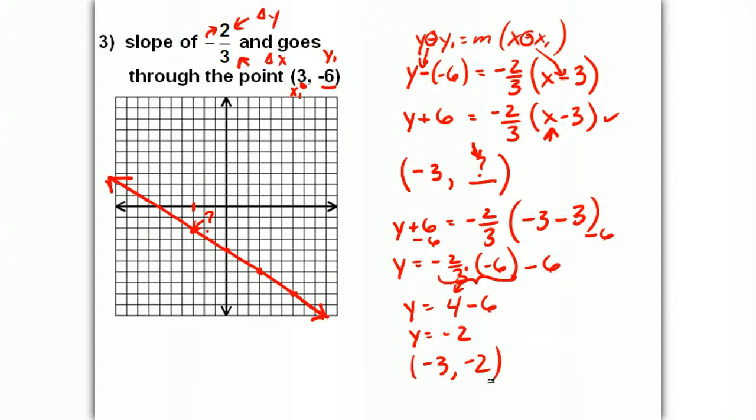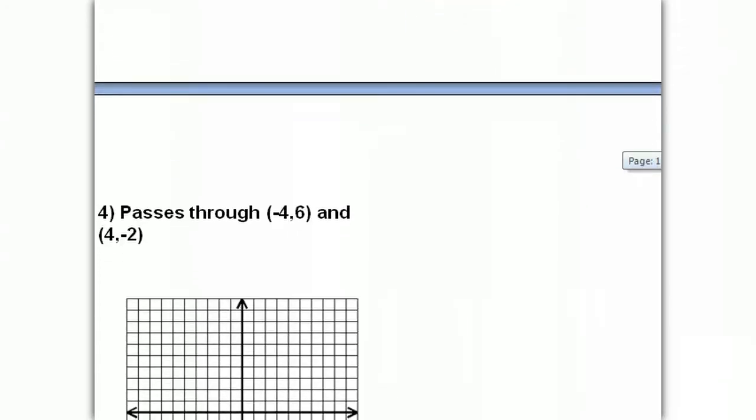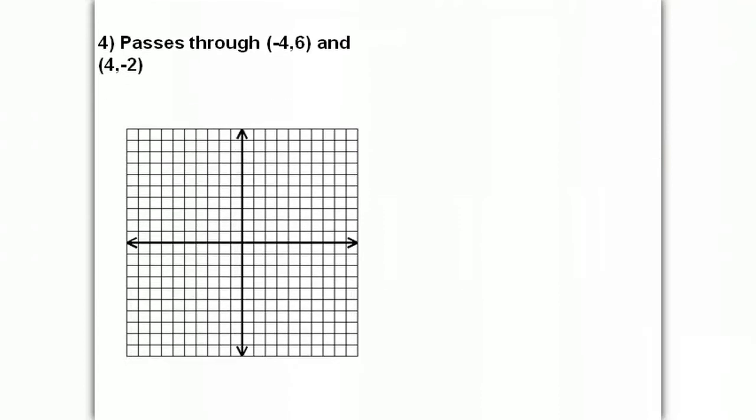Right? Let's try another example, which is a little bit different. Okay, here we don't have the slope, but we have 2 points instead. So we're still trying to find the equation in point-slope form. y minus y1 is equal to slope times x minus x1. Okay, but now we've got to use our 2 points to fill in that equation.